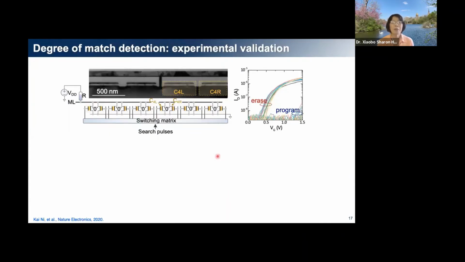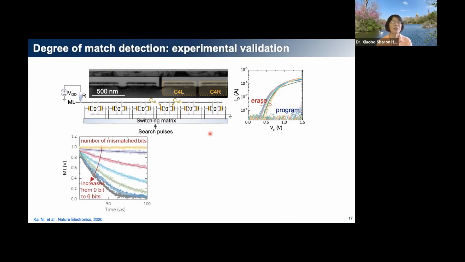We have experimentally validated the degree of match operation using the Global Foundries chip. And here is a small, relatively small array. This is the limit of our testing equipment. And here we test a 1x6 TCAM array. And all the cells are initially set to 0.